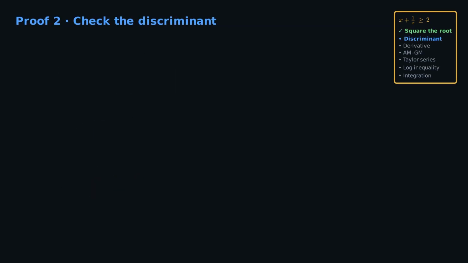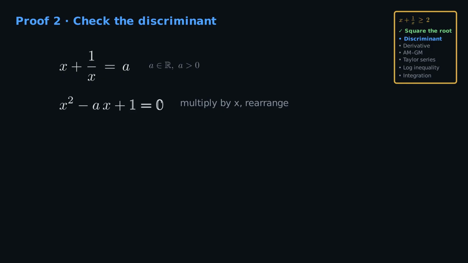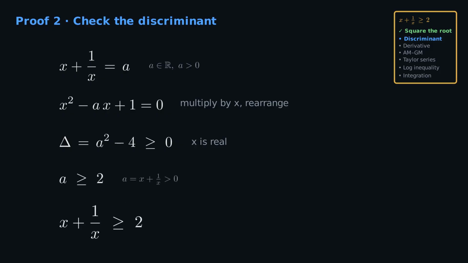Proof 2, check the discriminant. Set x plus 1 over x equal to a for some real number a. Multiplying by x and rearranging gives a quadratic equation, x squared minus ax plus 1 equals 0. The discriminant of this quadratic equation is a squared minus 4, which means that for this to be positive or 0, a must be greater than or equal to 2, which gives us directly that x plus 1 over x must be greater than or equal to 2.